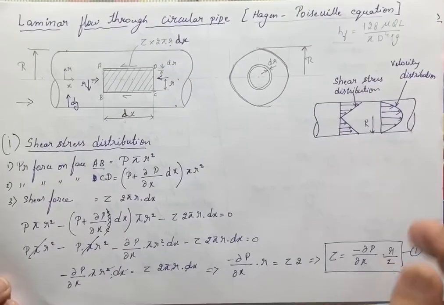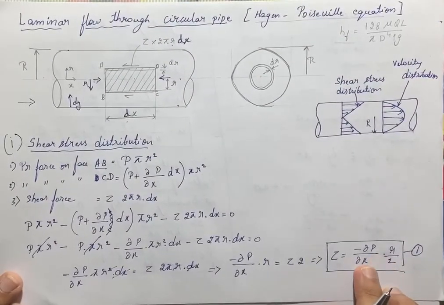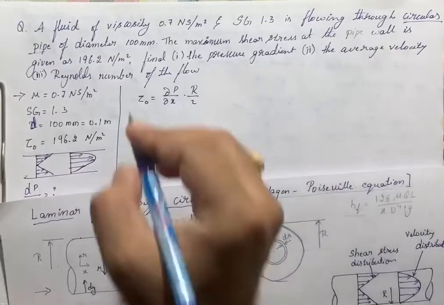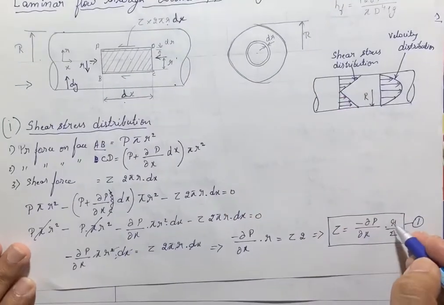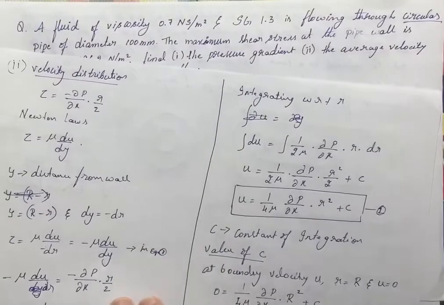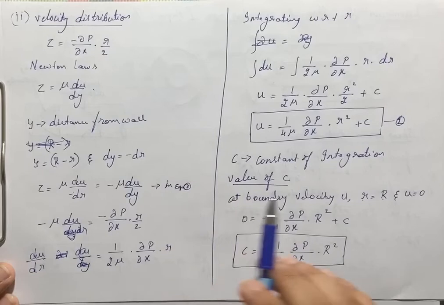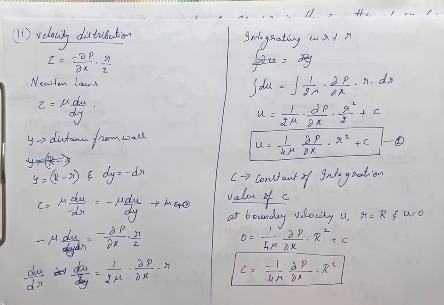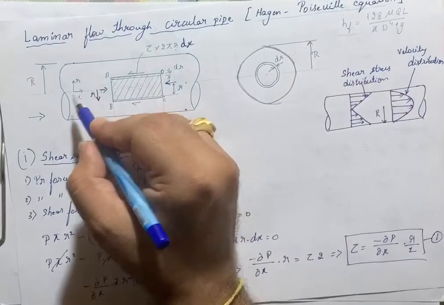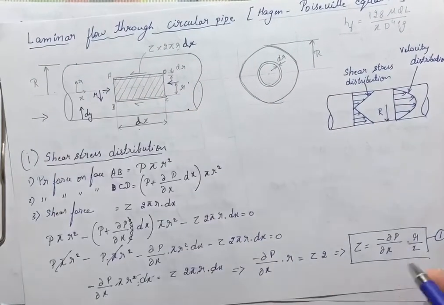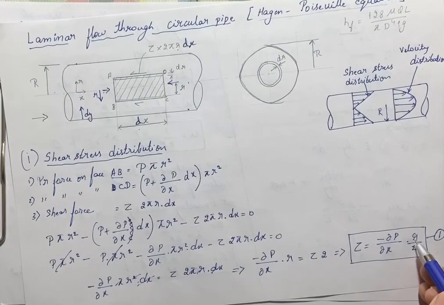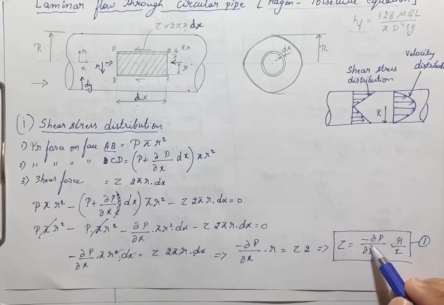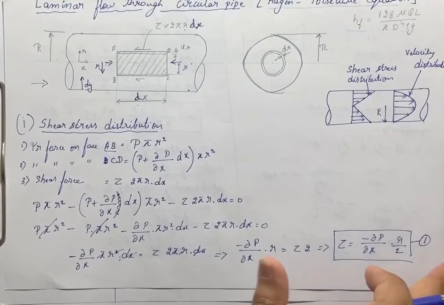This is the shear stress distribution here. It is minus ∂P/∂x into r by 2. Sorry, I have written this wrong; this is r by 2 here. The maximum shear stress happens only on the walls of the pipe. Here in this pipe, r is measured from the center. So small letter r becomes capital R to have the maximum shear stress. Tau will be maximum at minus ∂P/∂x into capital R by 2, right?